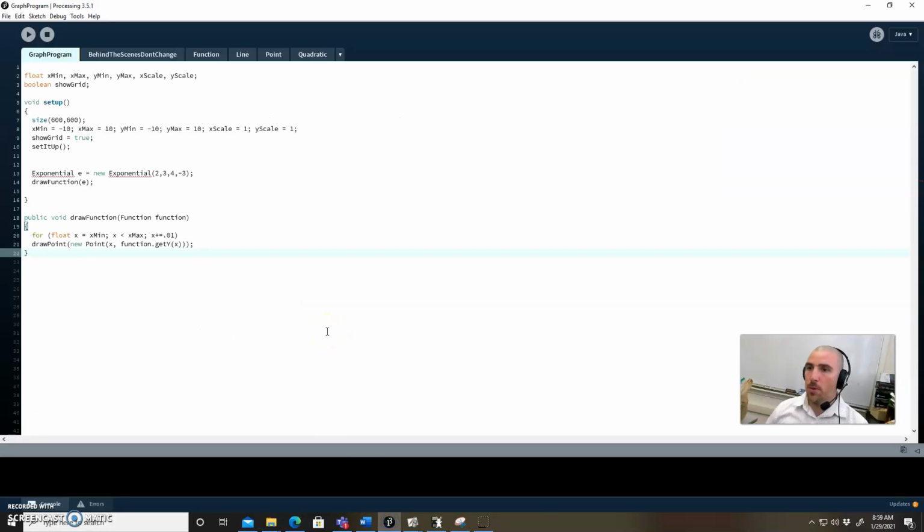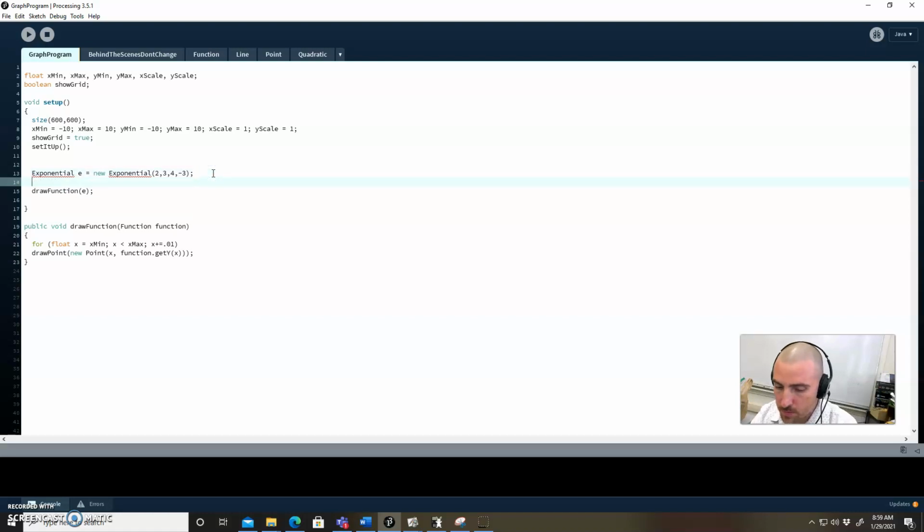All right, so this cumulative assignment number 3, we're trying to create this exponential class. So I just copied in the stuff from the reading that goes into the graph program. So this is supposed to represent, well, you could call it f of x, but 2 times 3 raised to the x minus 4 minus 3.